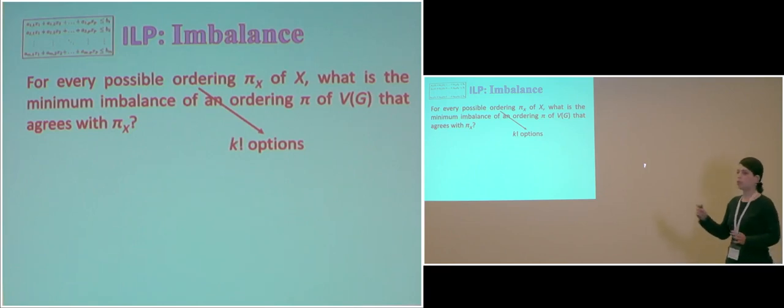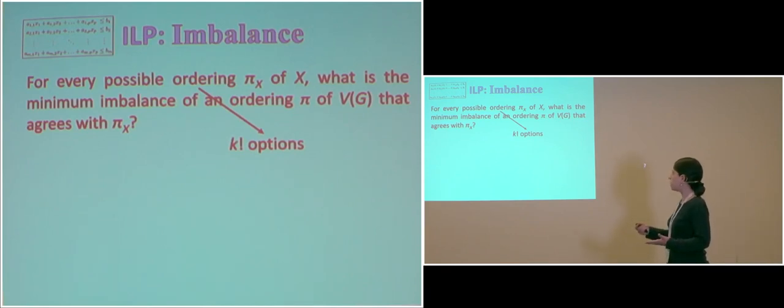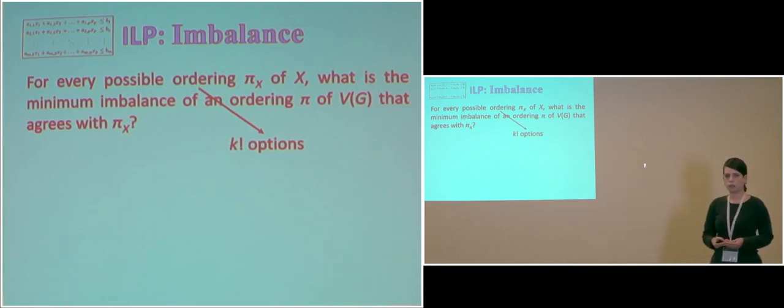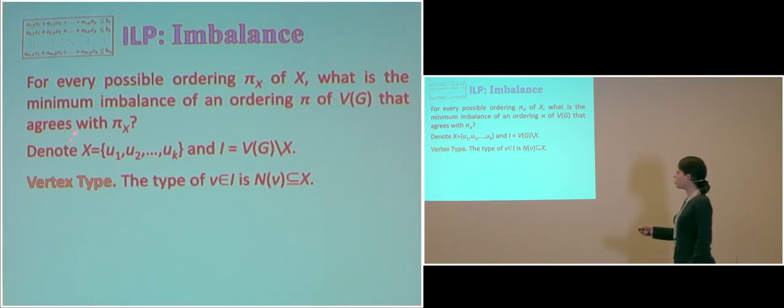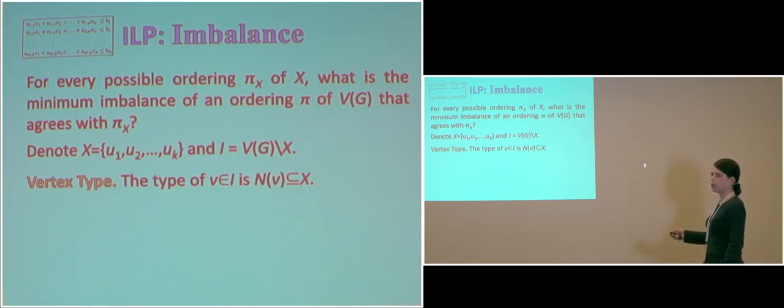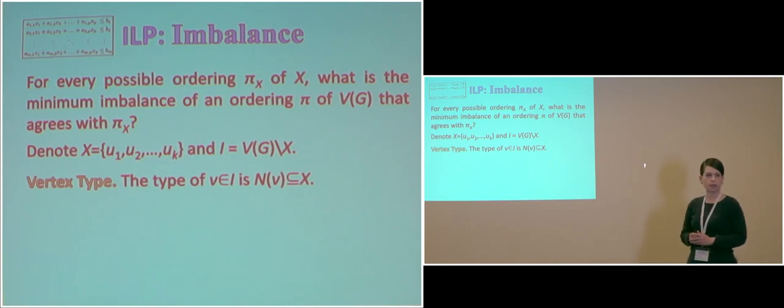We are given the ordering of the vertices of the vertex cover, and we want to find an ordering that extends that and has a small imbalance. Good. So now let's order the vertices in X according to the ordering we are looking at, denoted U1, U2, up to Uk from left to right. We are now looking at a specific ordering of X, so let's denote the vertices of X accordingly.